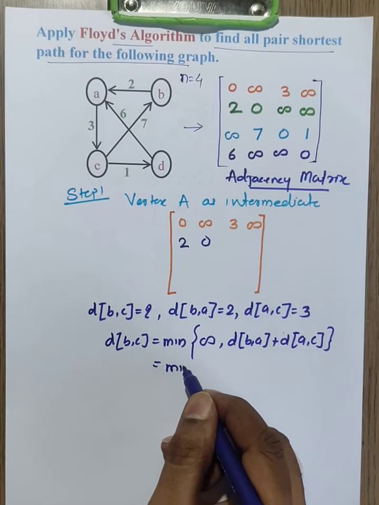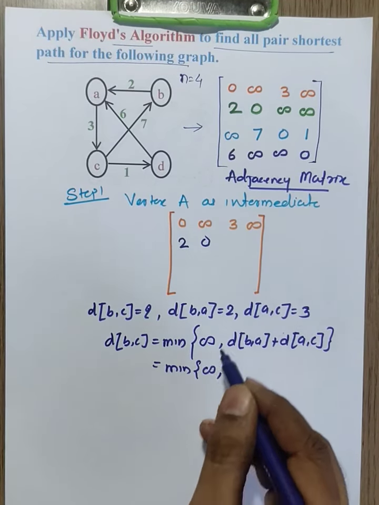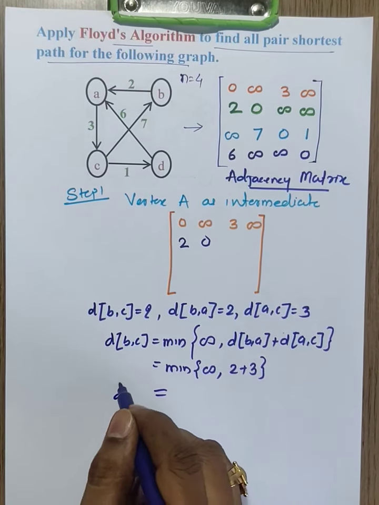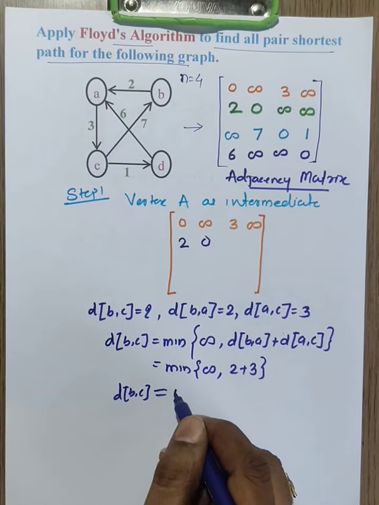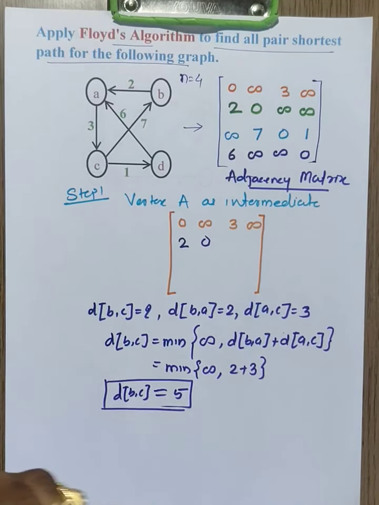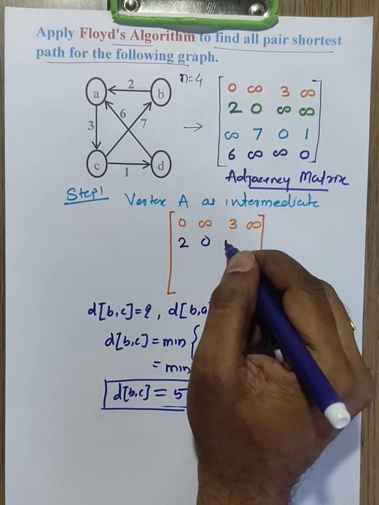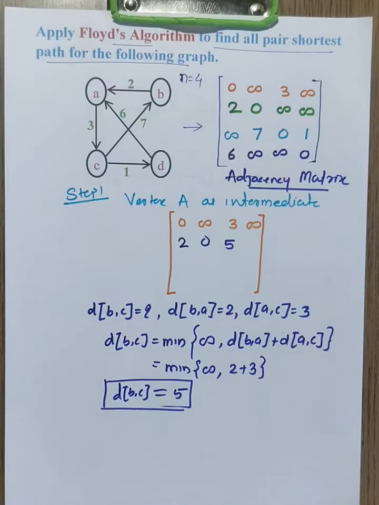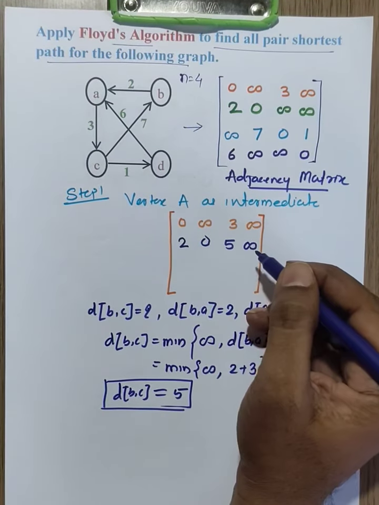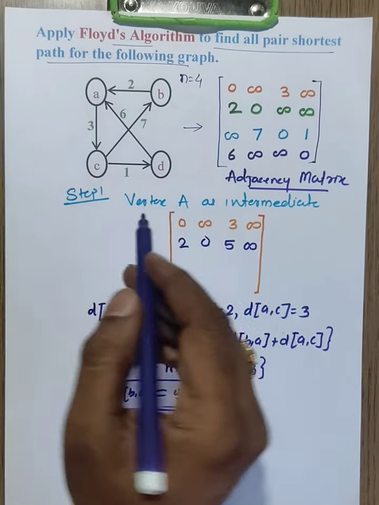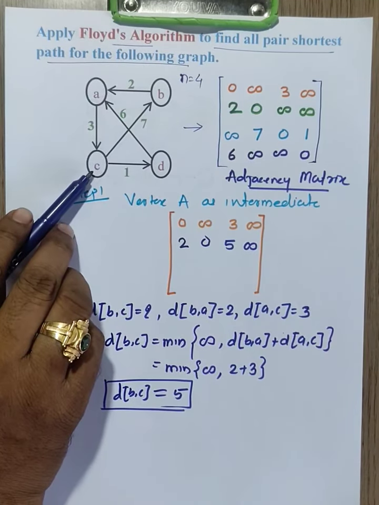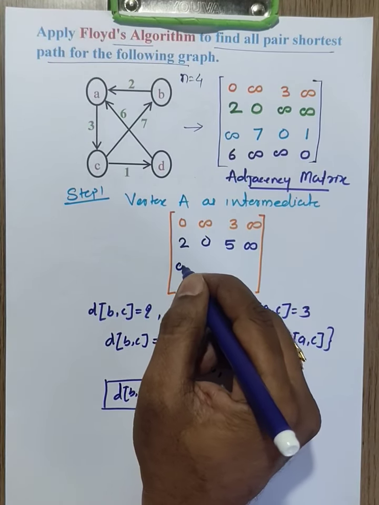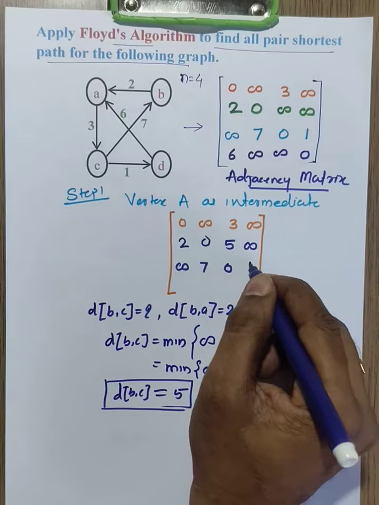Next, infinity comma 2 plus 3. My shortest distance B to C is 5. This value we can change to 5. Next, B to D, there is no edge using A, so this is infinity. Next, from C to A, there is no edge. If there is no edge, the C row will get the same values: infinity, 7, 0, 1.